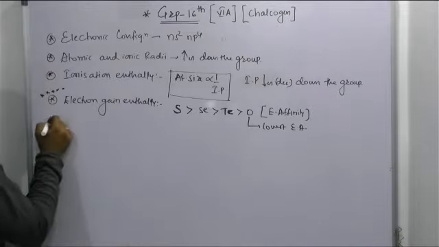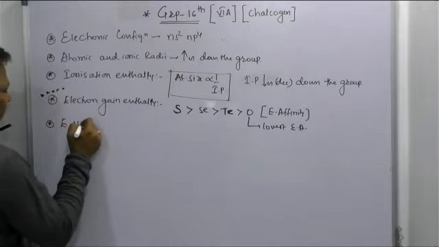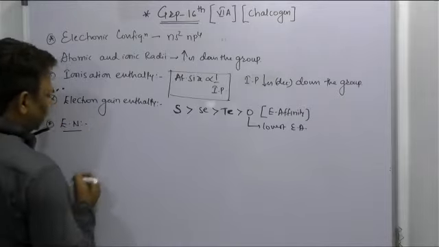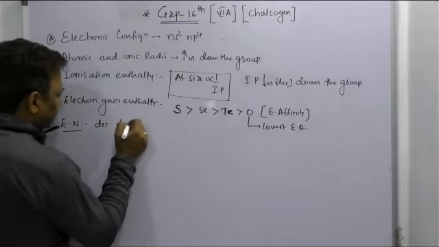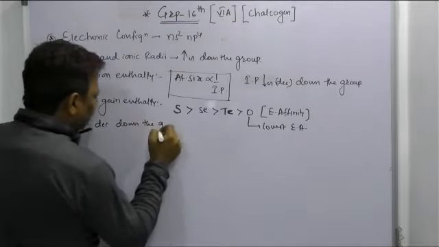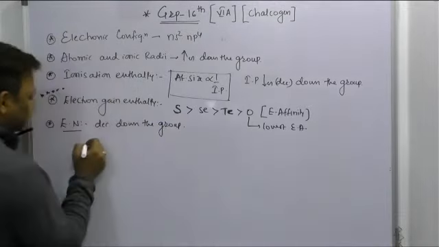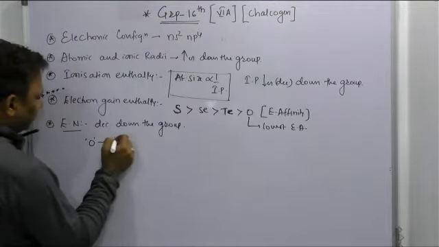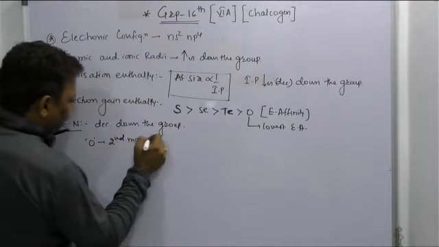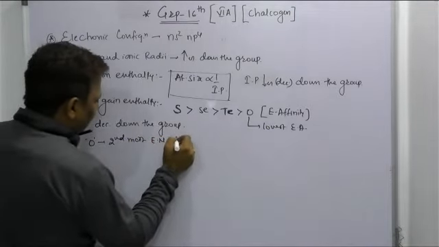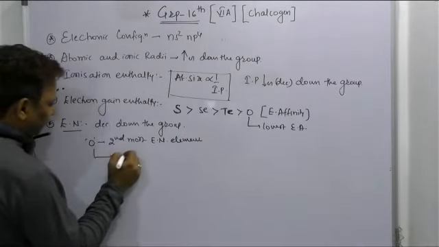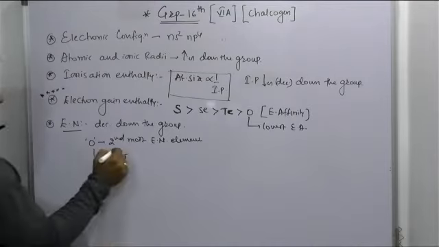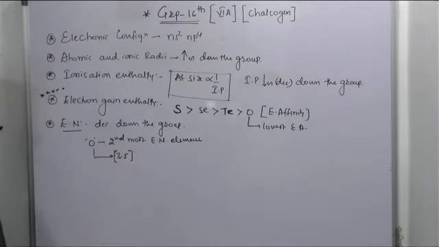Next one will come for the electronegativity. Beta, fluorine is the most electronegative, and here electronegativity decreases down the group. That means our oxygen is the second most electronegative element, and the value of oxygen is 3.5, beta. That is the electronegativity value for oxygen. Do you remember? Right? Chalo.